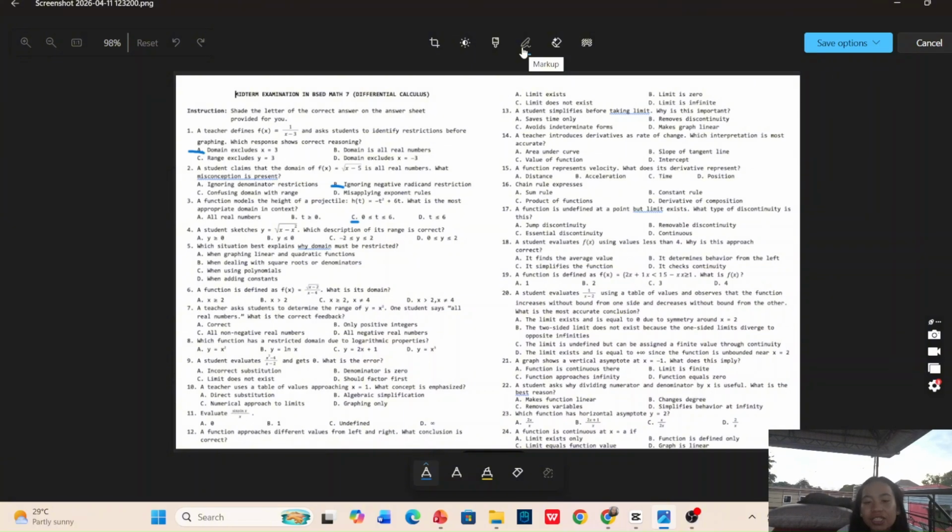Number 19. A function is defined as f of x equals 2x plus 1 for x less than 1, and 5 minus x for x is greater than 1. What is f of x? So the correct answer for number 19 is letter B. Evaluating the piecewise function correctly gives 2.